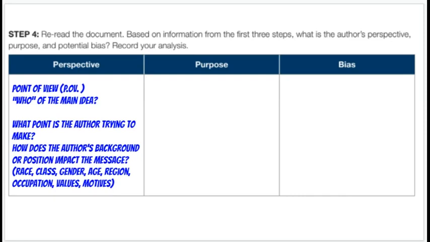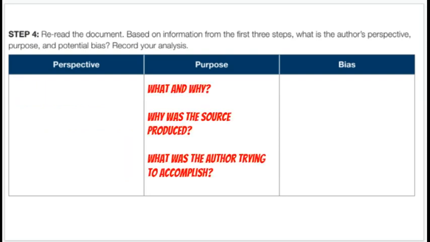What point is the author trying to make? Where are they coming from? How does the author's background or position impact the message they're making? Their race, class, gender, age, region, occupation, value, motive, any of that can influence perspective. The purpose is the what and the why of the 5 W's. Why was this source written? What was the author trying to say?